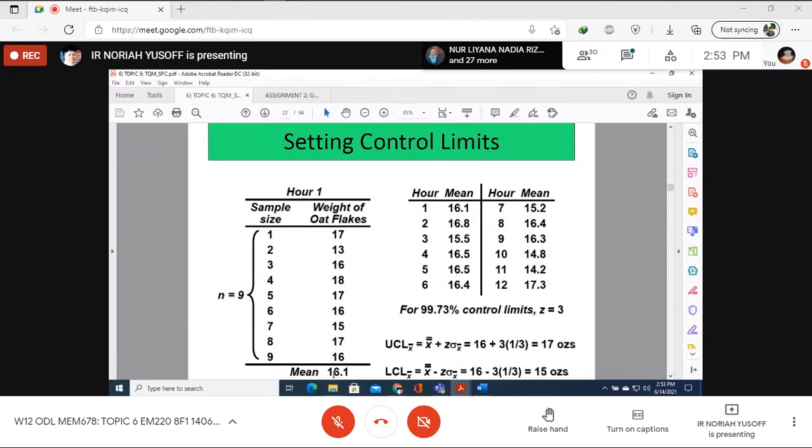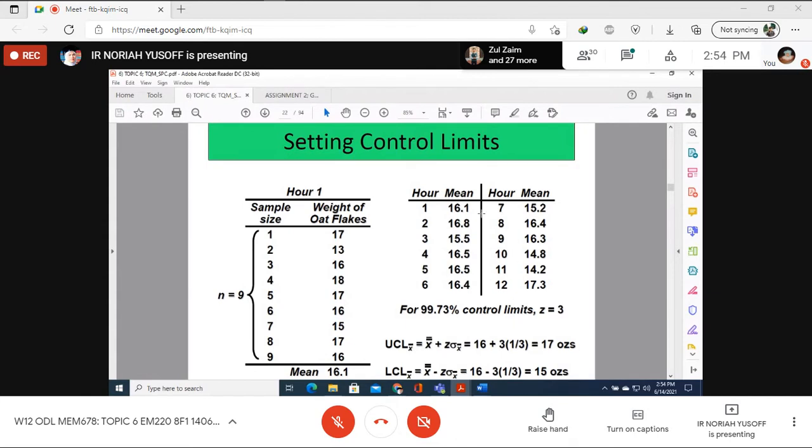The mean is 16.1. So this particular operator continue his or her task doing the sampling throughout the day. So each day dia akan ambil ada 6 sampel. Each of the sample consists of 9 sampling plan dia tu. Okay, each of the sample number tu, sample number 1, number 2, number 3, number 6 tu, size dia berapa? Siapa faham kat sini? 9. Dia ambil 9 kotak cereal. Okay, 9 kotak cereal tu, each time dia measure the weight and then dia average out. Sebab tu dia dapat mean value dia.